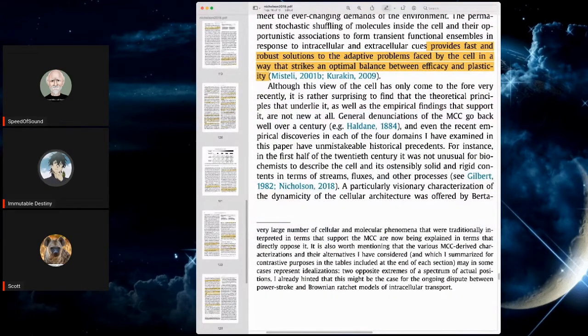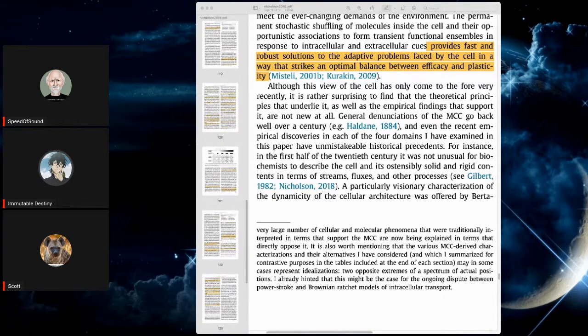Although this view of the cell has only come to the fore very recently, it is rather surprising to find that the theoretical principles that underlie it, as well as the empirical findings that support it, are not new at all. General denunciations of the MCC go back well over a century, to Haldane 1884, and even the most recent empirical discoveries in each of the four domains I have examined in this paper have unmistakable historical precedents.